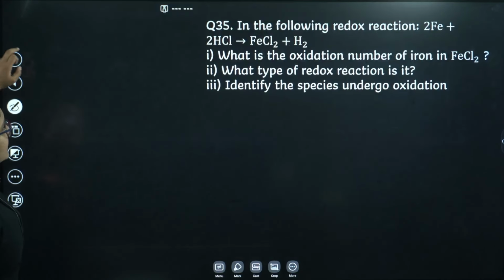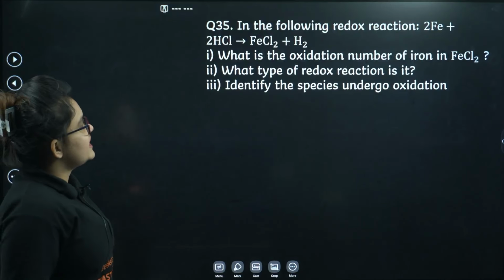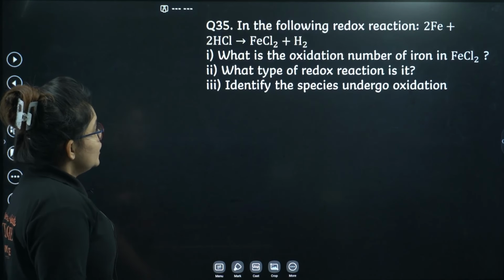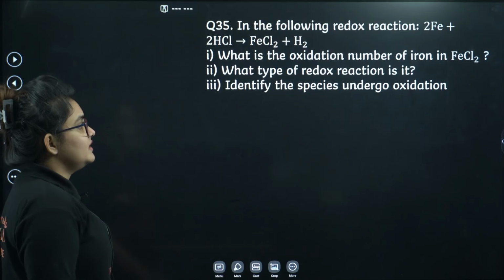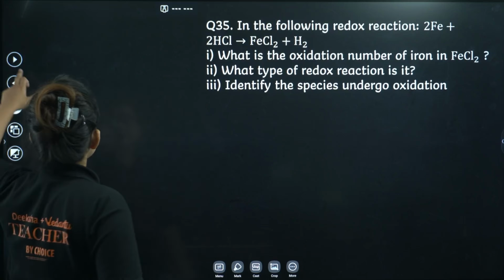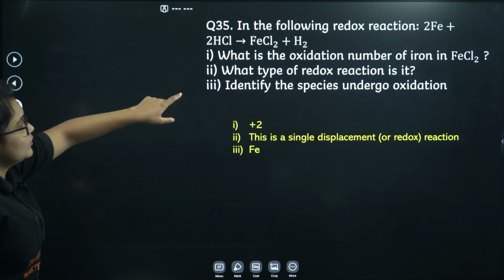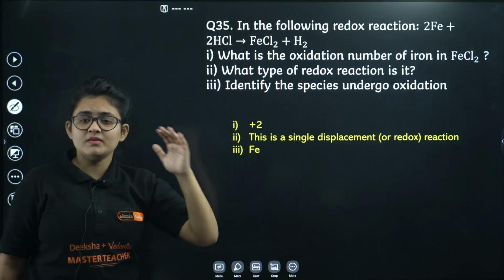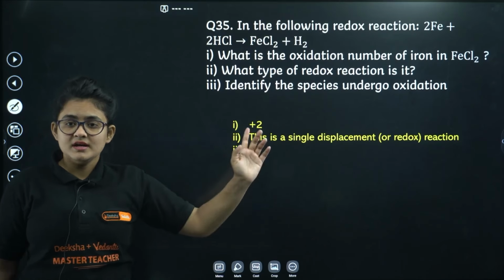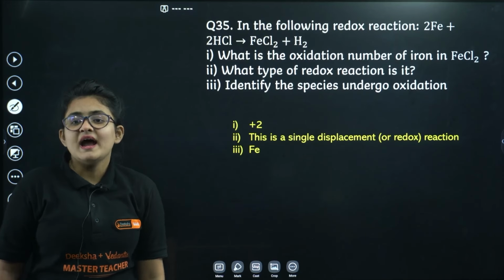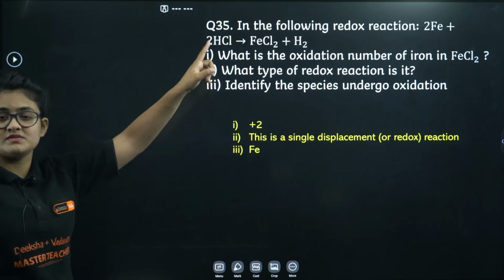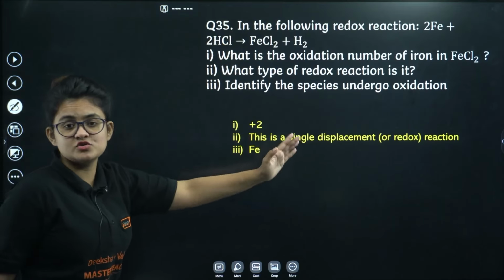Let's proceed. In the following redox reaction, Fe plus 2HCl gives FeCl2 plus H2. What is the oxidation state of iron in FeCl2? Very easy, this is 2 plus. Then what type of redox reaction is this? It's a single displacement reaction. From class 10th level you have done it. And identify the species that undergoes oxidation. That is definitely iron, because from 0 oxidation state it is coming to plus 2.